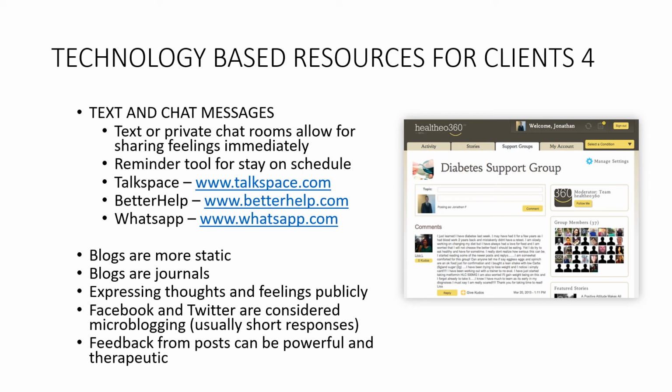Blogs are more static, which basically means that they don't change the page all the time. Like, you know, it's pretty consistent and dependable. Blogs are also journals. You are allowed to express thoughts and feelings publicly. Facebook and Twitter are considered microblogging because you only have a certain amount of characters that you can type. And there's also feedback from posts that can be powerful or therapeutic. So for example, in this illustration on this slide, it's a diabetes support group. People can put in their own information and then other people will maybe make a comment about it. And of course, if they are saying that you're an inspiration, you're going to feel good about yourself, and then that motivates you to continue, let's say eating healthier or managing your diabetes better.